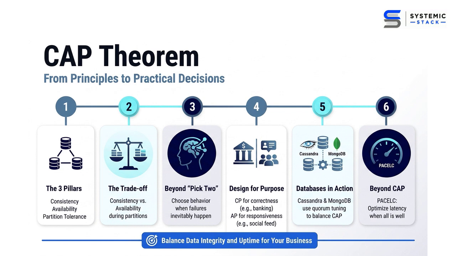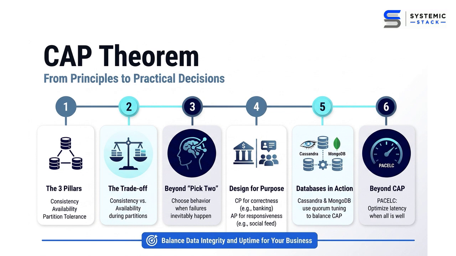We'll spend some time debunking the common pick two myth, because in actual system design, you don't just pick two and walk away. You make a deliberate choice about how your system behaves when things break. This is a critical area for interviews, so we look at how to justify choosing a CP or AP architecture based on real business needs, like comparing a high-stakes banking ledger to a high-volume social media feed.